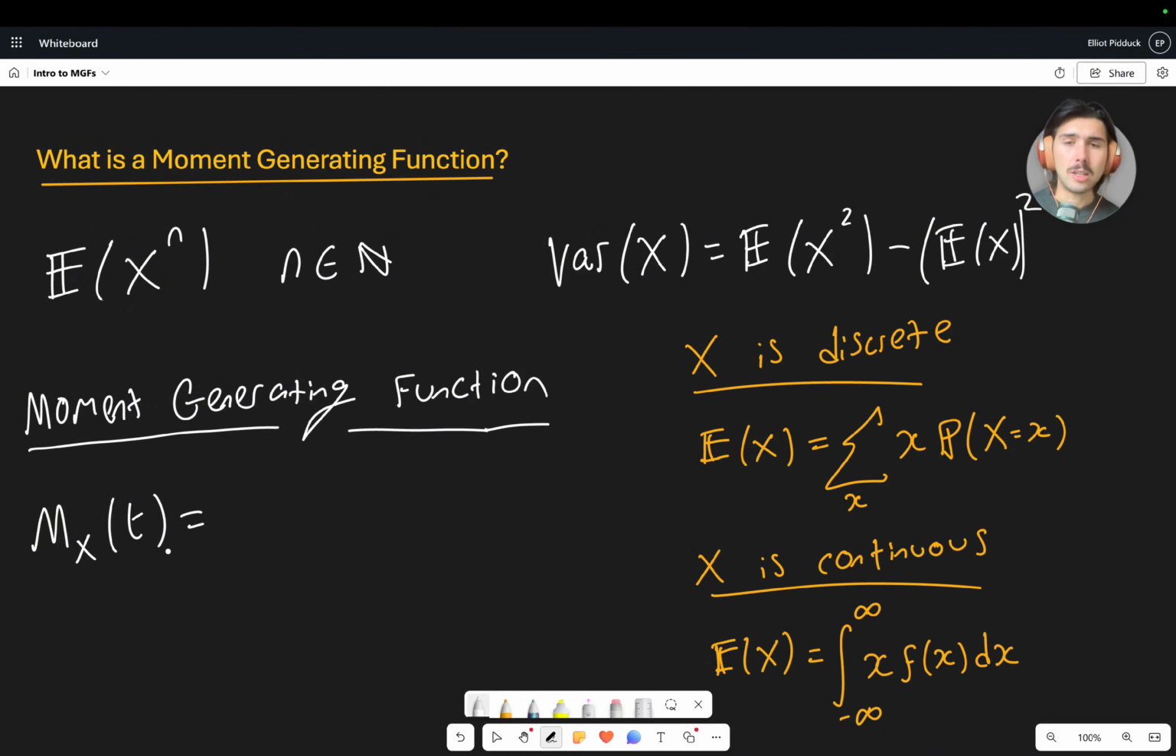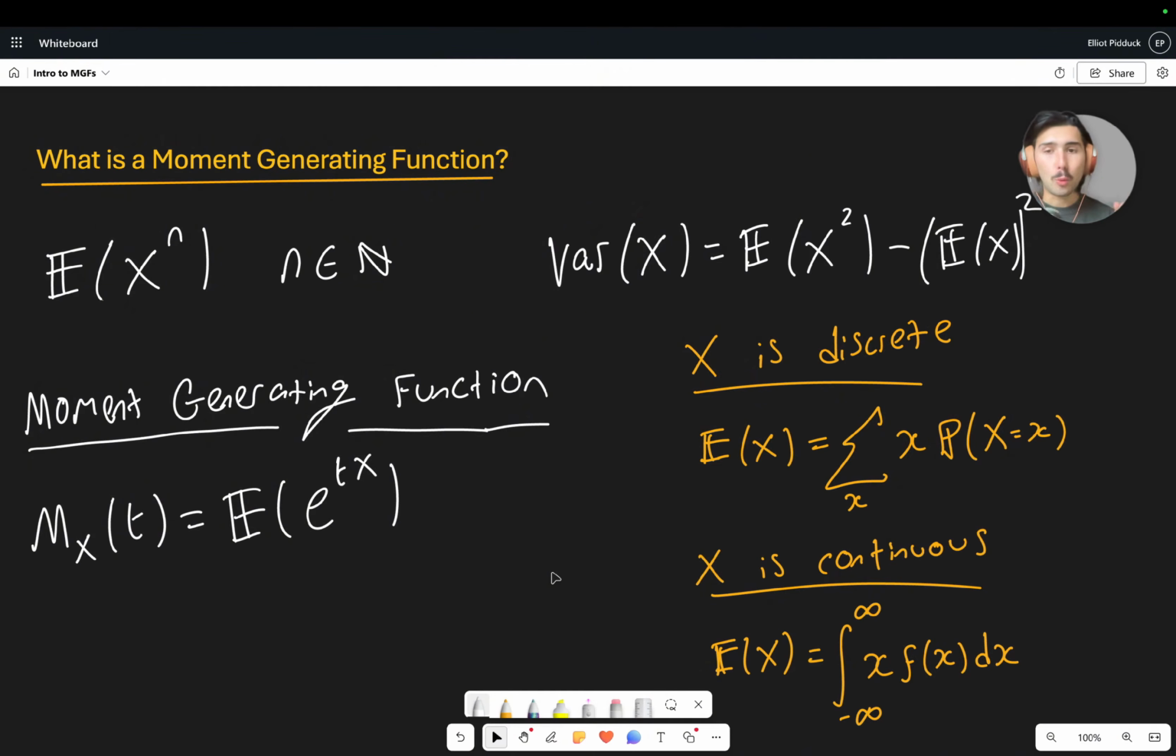And it is defined, regardless of whether x is discrete or continuous, as the expected value of e to the power of t times the random variable x, like this. And now the way that you would actually calculate that does depend on whether x is discrete or continuous, of course, but regardless, it's defined as the expected value of e to the power of tx.